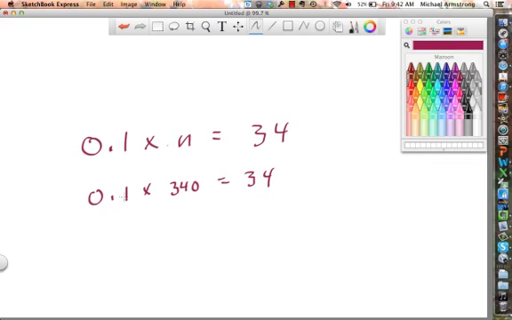If I multiply 0.1 times 340, then I'm actually going to move my decimal. Remember, the decimal you can't see unless you add a decimal. Unless you add a decimal and a 0, then you can see it. Move it one place over, so it's 34.0. So this could be 34.0, or it could just be 34. They're the same thing. Okay.